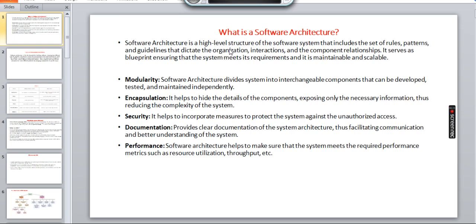Let's see today's topic: software architecture and design pattern. First of all, what is software architecture?